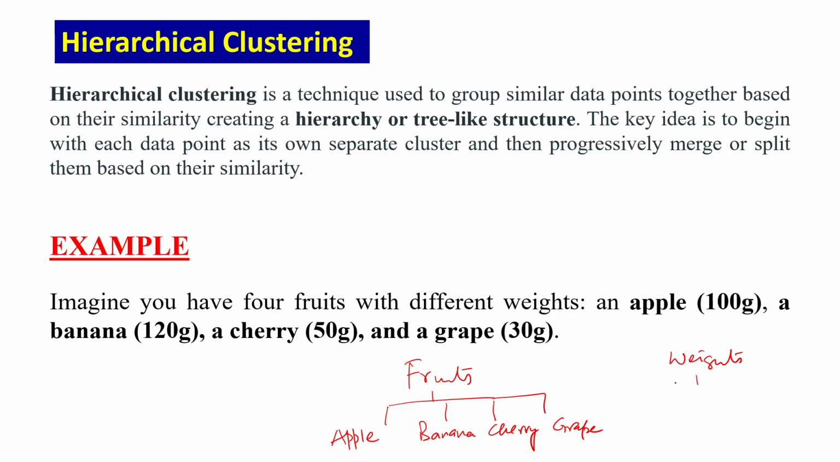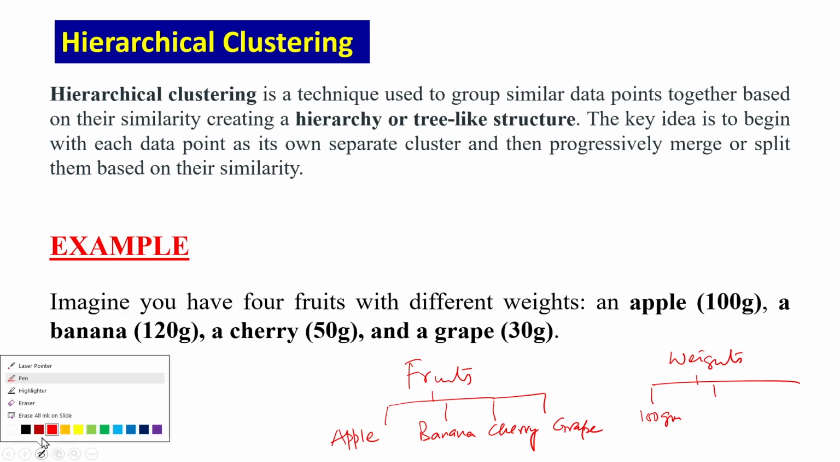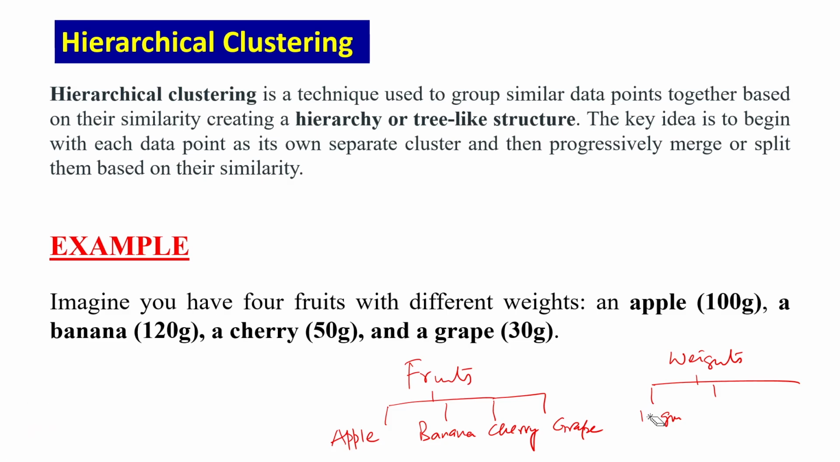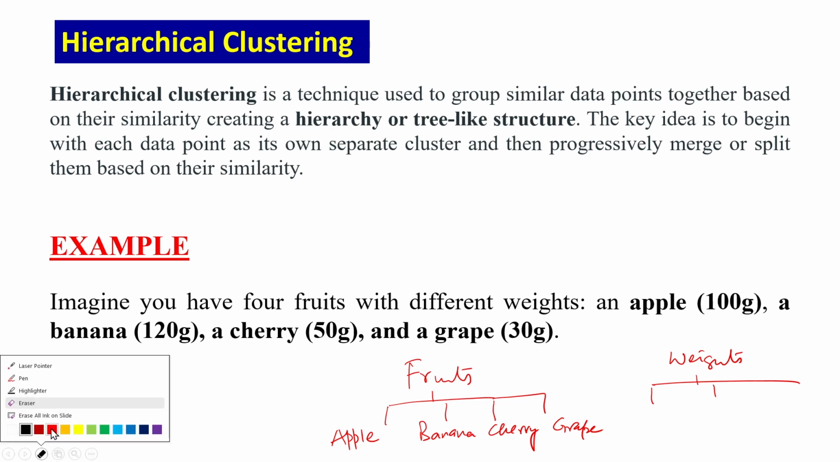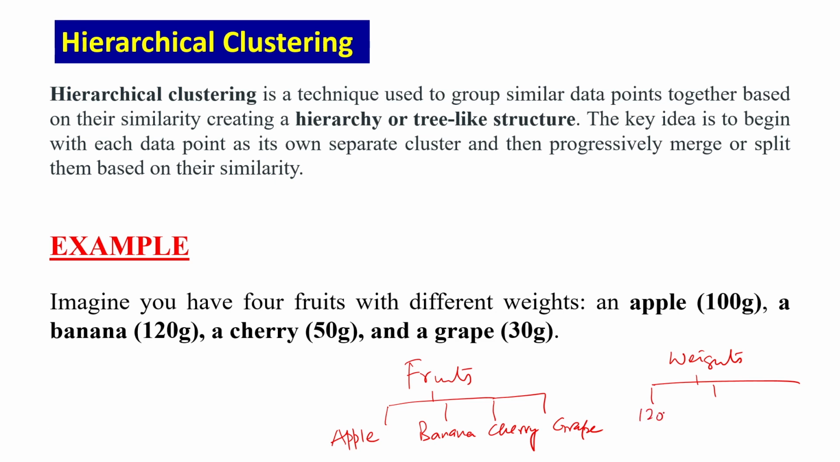So, you can clearly see with this also 4 parts. Apple is the heaviest one, 100 gram. Then you have, sorry, apple is not the heaviest one. Heaviest one is banana, right, 120 grams. You should be careful. 120 gram, 100 gram, 50 gram, and 30 gram.